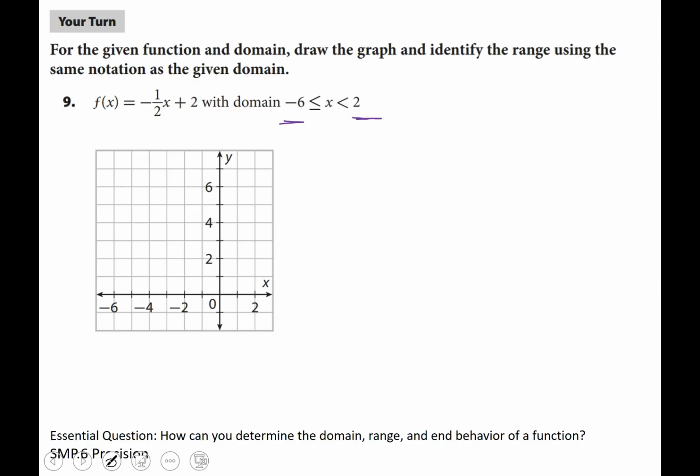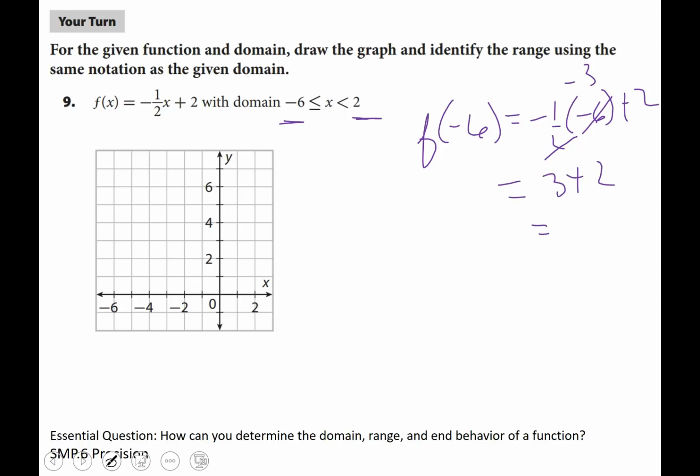So if I put in the -6, f of -6 equals -1/2 times -6 plus 2. 2 goes into 6, -3 times. -1 times -3 is 3. 3 plus 2 is 5. So -6, 5, and it's going to be a closed circle.